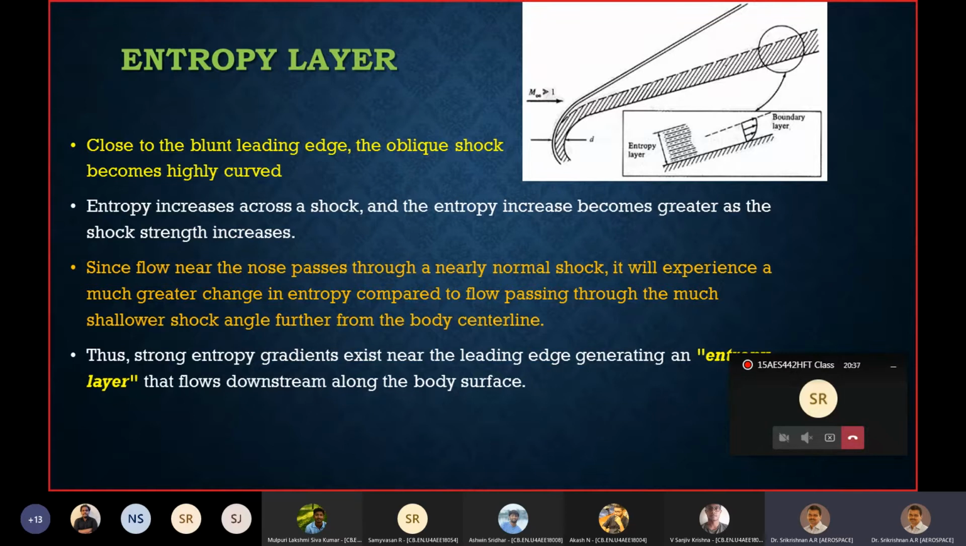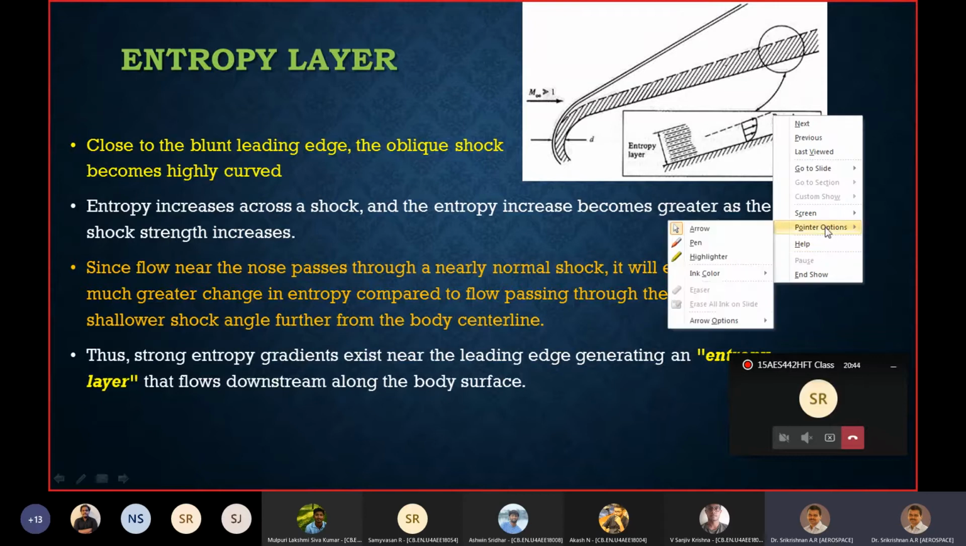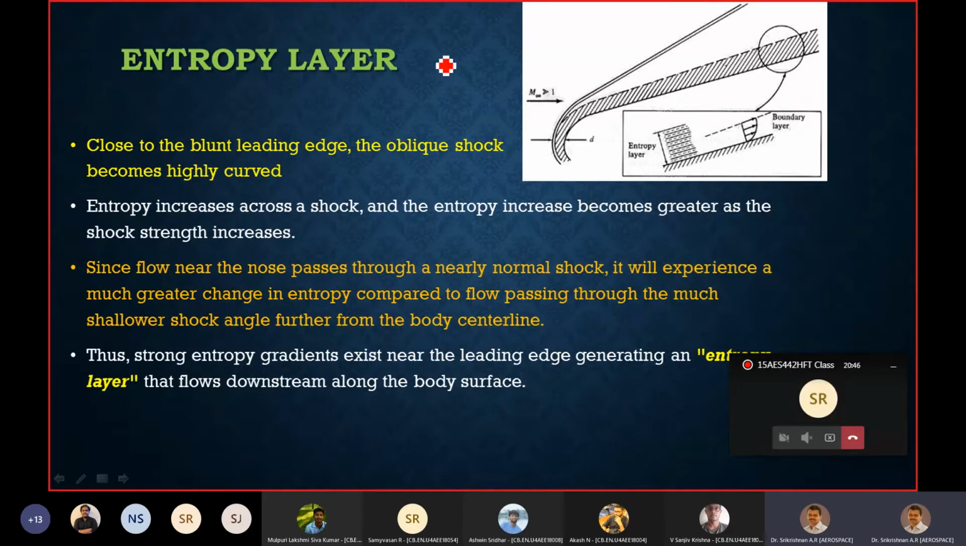Where this happens, please look at this schematic representation here. When you have a bow shock here, we know that if the body has a blunt edge like this, the supersonic or hypersonic flow, either way, will have a standoff shock like this, which is referred to as a bow shock or a detached shock.